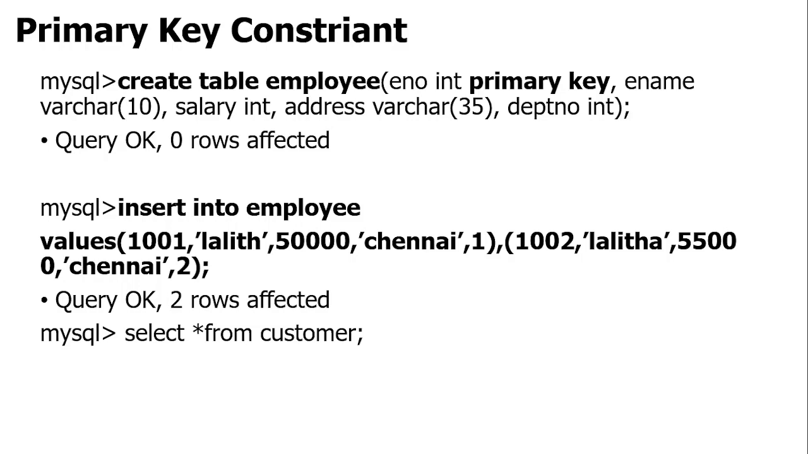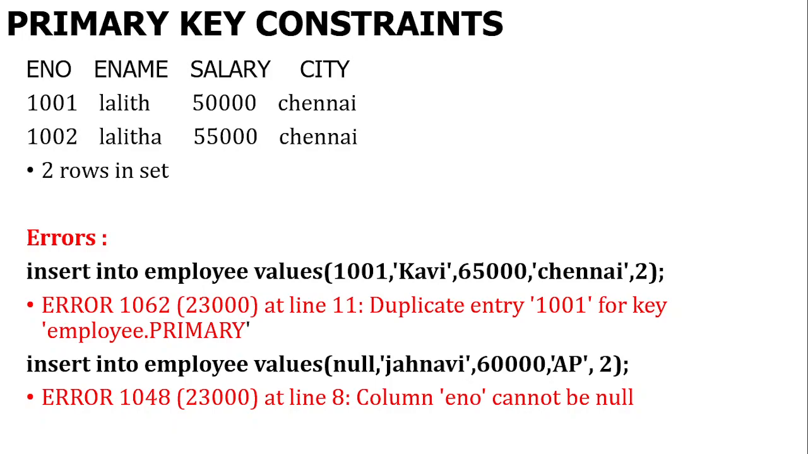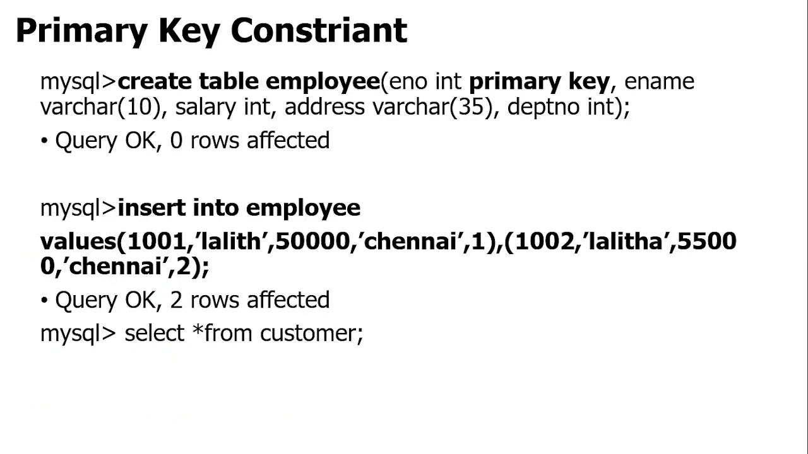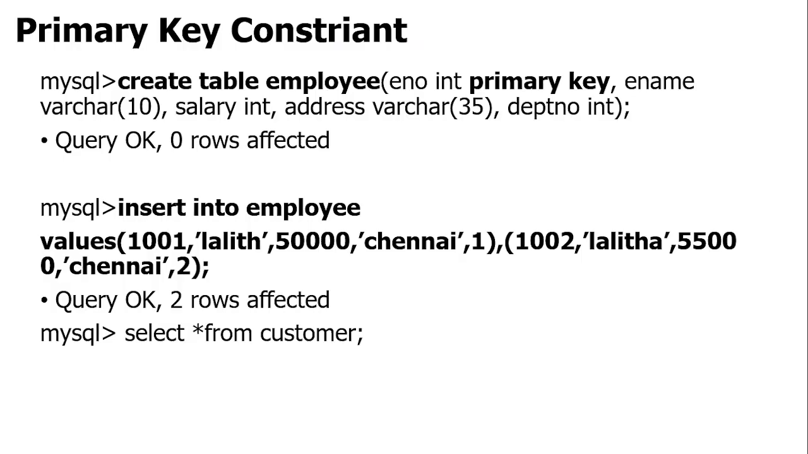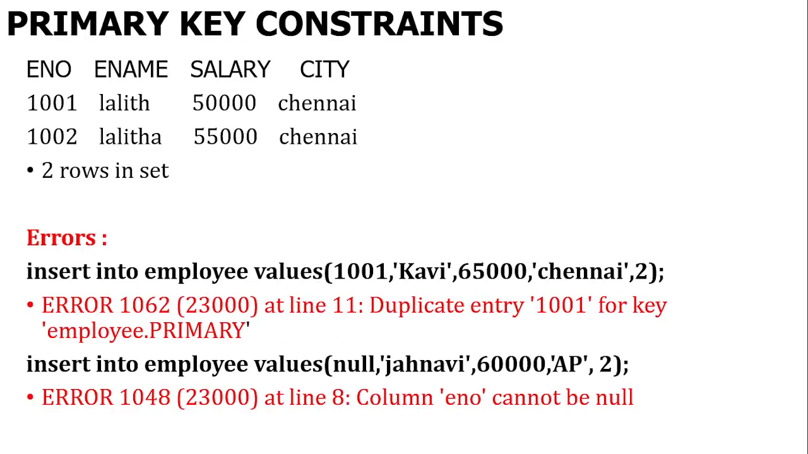Now I'm going to insert the values into the employee table. Using the comma operator, I'm inserting two sets of rows. Now two rows are created, and let us display the values using select star from customer. So we get E number, E name, salary, and city. Now I'm going to insert 1001 once again. Here E number is the primary key, so it is showing an error. If I give a null value, it cannot be null, because I have given E number as the primary key, and it should not be null also.